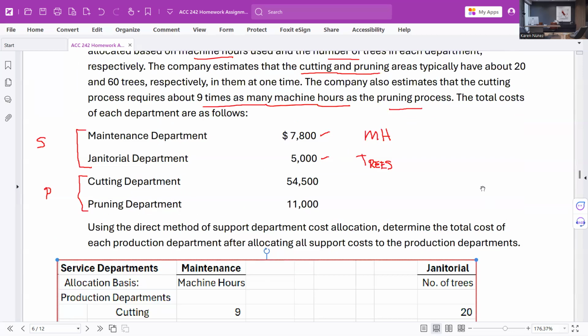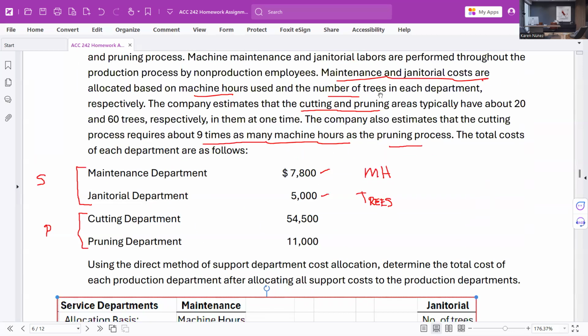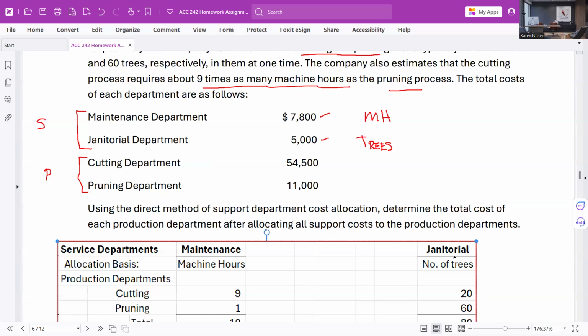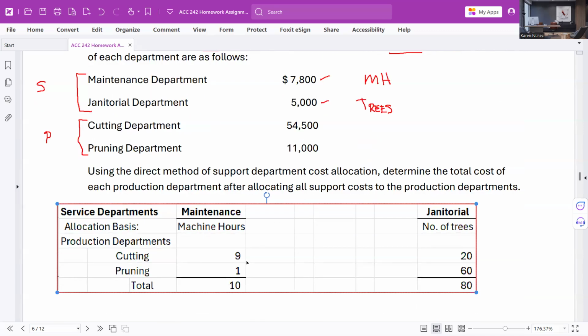So again, we're told that maintenance is allocated based on machine hours. Janitorial is allocated based on trees, and we're given trees: cutting and pruning is 20 and 60, respectively. And it takes 9 times as many hours for the cutting process as it does the pruning process, so we went with that 9-to-1 ratio. Let's do that allocation and allocate those costs.